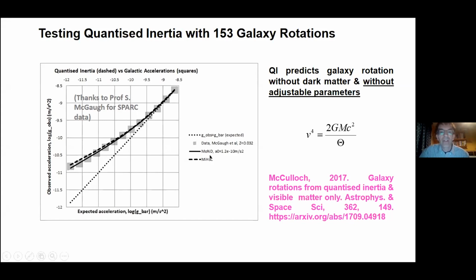I should note that there's another theory called MOND, shown by the solid line, which also predicts the data, but with MOND you have to input an arbitrary parameter called A0. So they're able to tune that theory to fit the data, whereas I have no such luxury. The theory has only one chance to be right, and it gets it exactly right. Okay, so that's a paper from 2017.